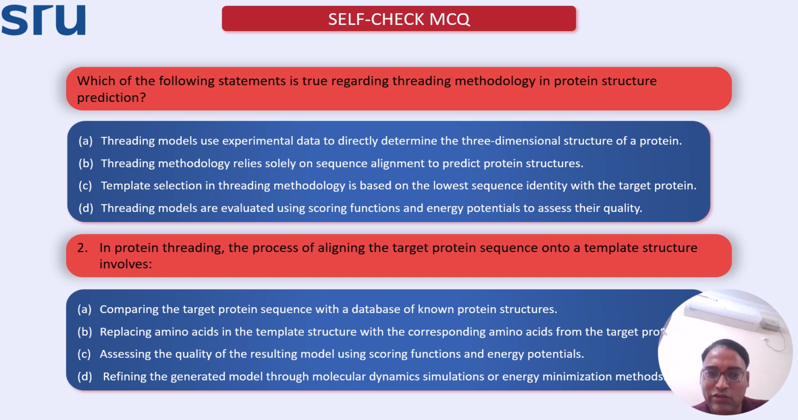Assessing the quality of the resulting model using scoring functions and energy potentials. I do it always. Okay, refining the general model with molecular dynamics. Since I'm asking about the aligning part here, the last three options do not talk anything about alignment. Only the first one does. So the first one seems to be more correct.